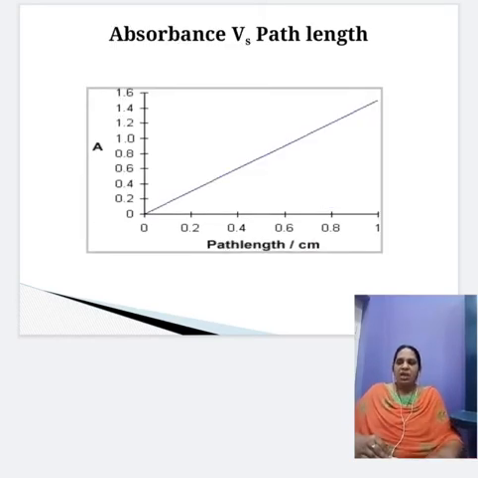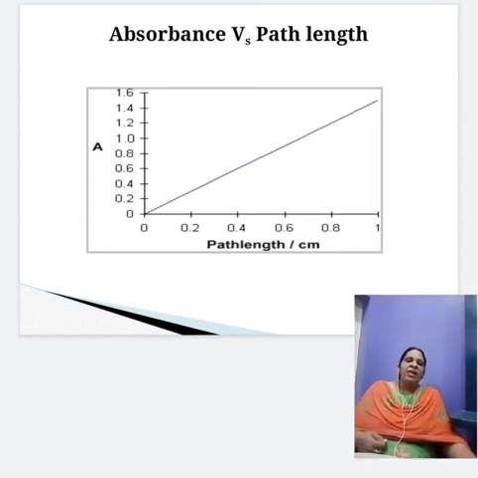So the next one is the plot of absorbance versus path length. As I told you already, there is a linear relationship between absorbance and path length. Why? Path length increases, absorbance increases. Path length decreases, absorbance decreases. So you have a linear graph there.